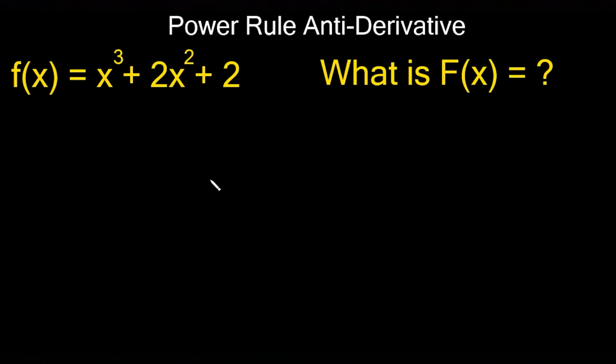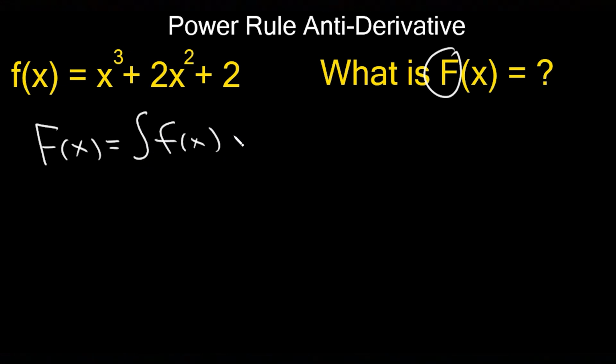So here's my next example, and they give me the function f of x, and they want me to find what is capital F of x, meaning they want me to find the antiderivative here, because again, if they give you that capital, right, you know that we're dealing with the antiderivative here. So let's go ahead and write this out. We're going to say capital F of x is going to be equal to the indefinite integral of f of x and then dx, right, in respect to x.